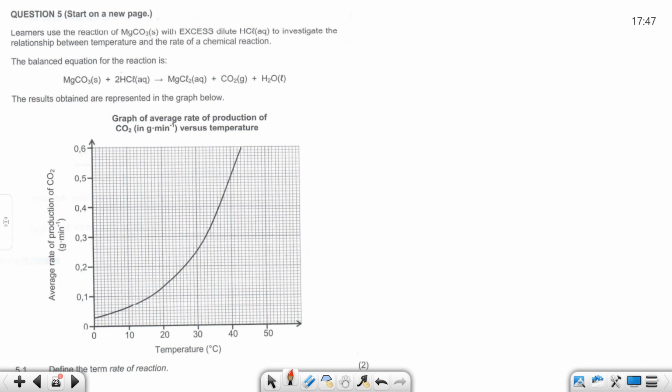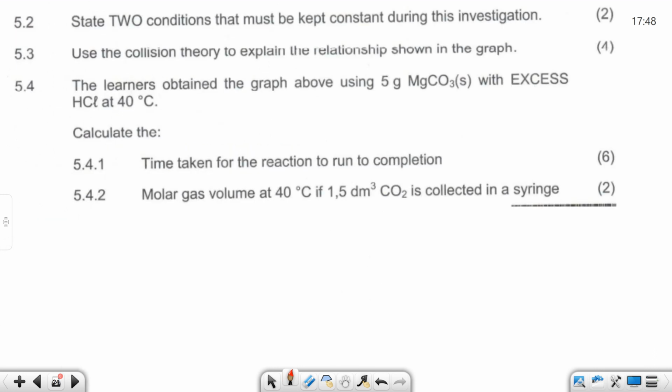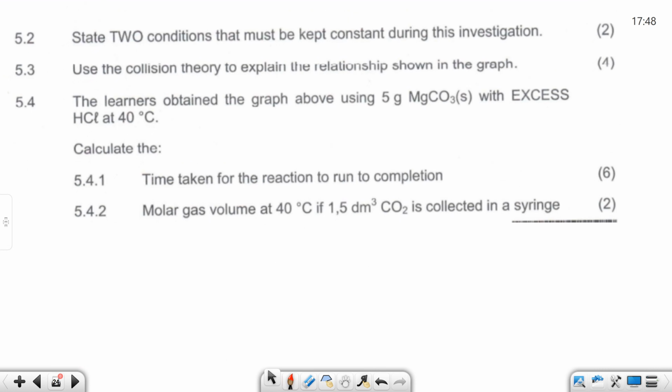Now, what's on the Y? Average rate of what? Production. Of what compound? Carbon dioxide. What's on the X? Temperature. Now, define reaction rate. We all should know that, right? The change in concentration of product or reactants per unit time. Guys, if you are missing those definitions, we are taking the A away from ourselves gradually by ourselves.